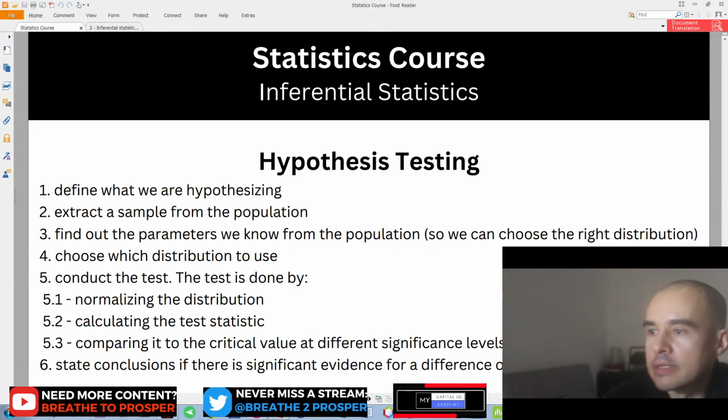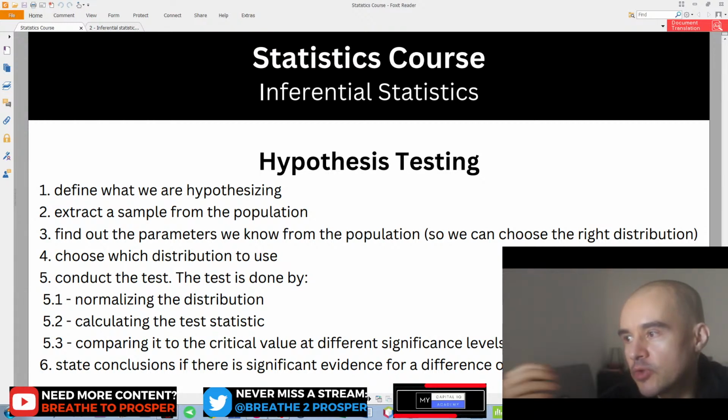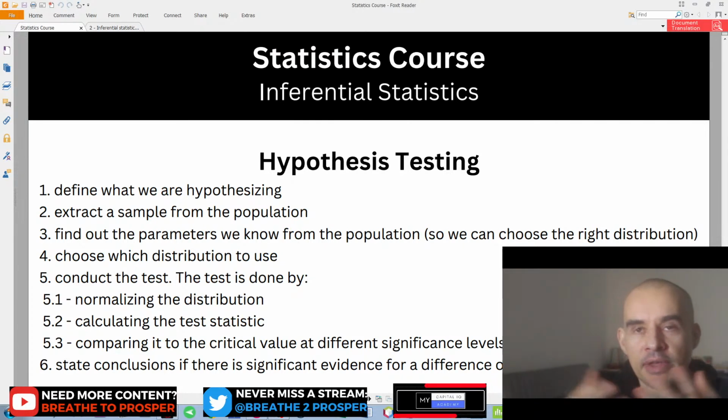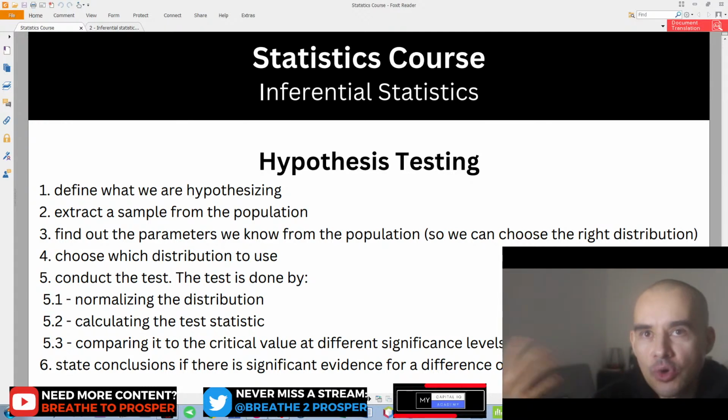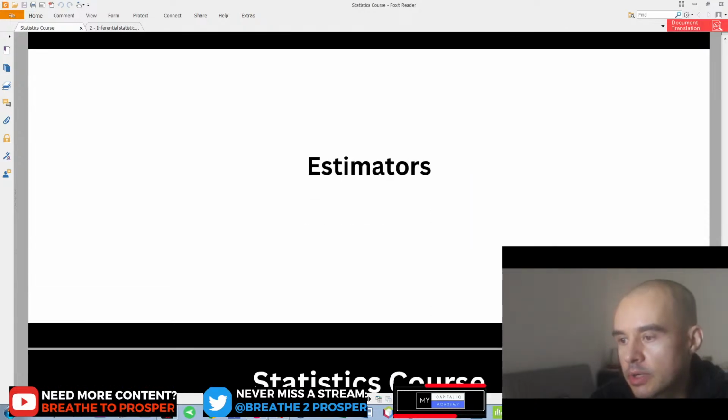So the key point is, when talking about hypothesis testing, you define what we are hypothesizing. We extract the sample from the population, so we did that with the coffee example. We find out the parameters we know from the population, so we can choose the right distribution. In our specific case, because we have a sample size above 50, it's 250 people, like we saw yesterday, so we can use the normal distribution. So we conduct a test, we then normalize the distribution, and we calculate the test statistics. So let me show you how this works.